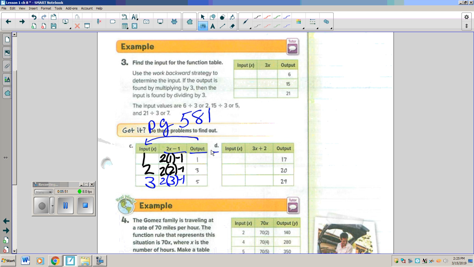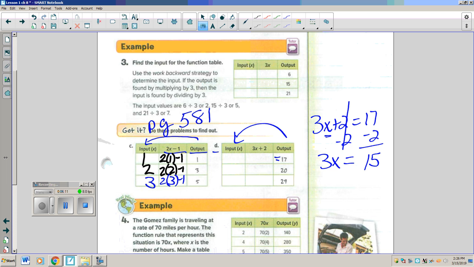Problem number D, 3x plus 2. This time equals 17. Looking for x. There's x. Start out by subtracting 2 from both sides. 2 from there, cross out. That equals 15. 3x equals 15. X equals 5. My input is 5. Checking your work. 3 times 5 plus 2 does equal 17.